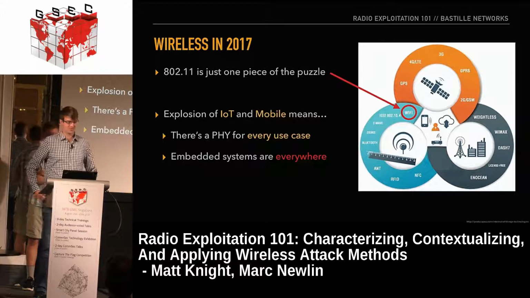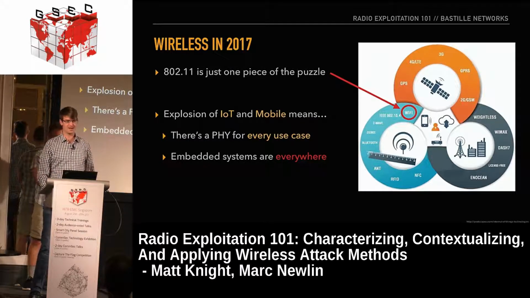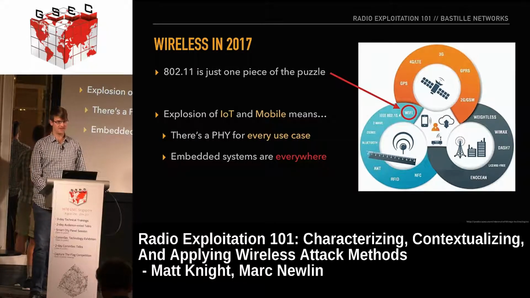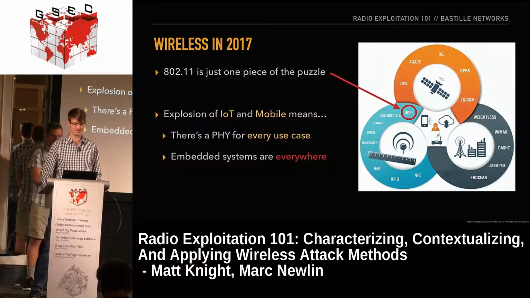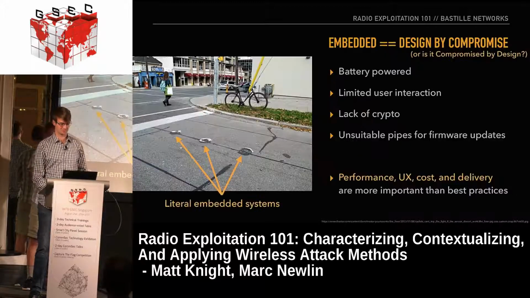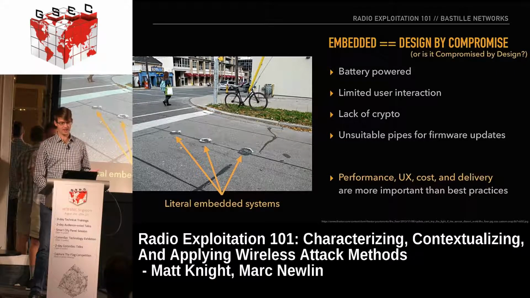So wireless in 2017, when we talk about the evolution of the space, it's important to remember that 802.11 Wi-Fi is really just one piece of the puzzle. And that the growth of IoT and mobile technologies means that there's a physical layer for every use case. And increasingly, these physical layers are being used to connect embedded systems. And we understand embedded systems to be really designed around compromise.